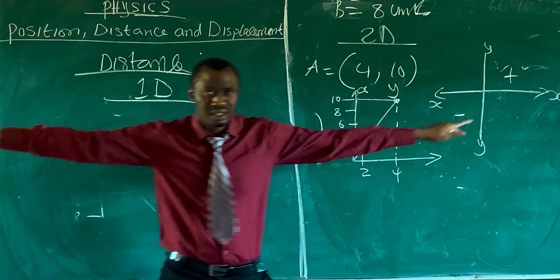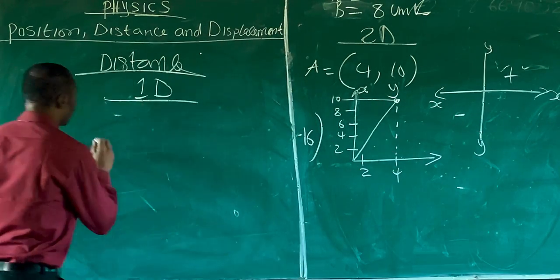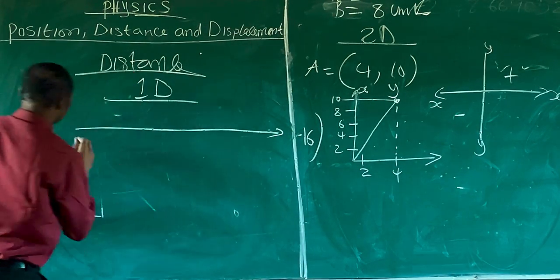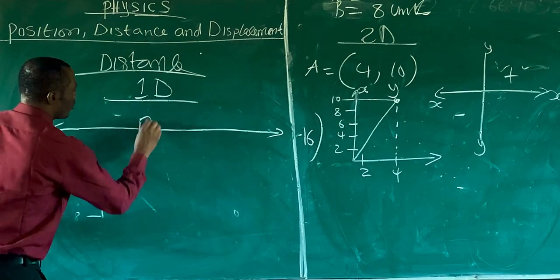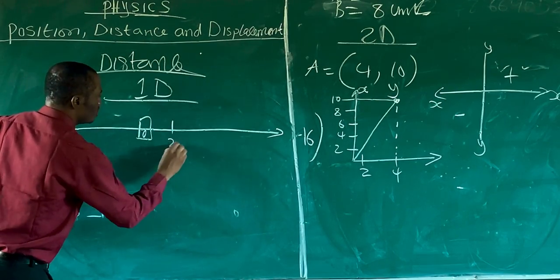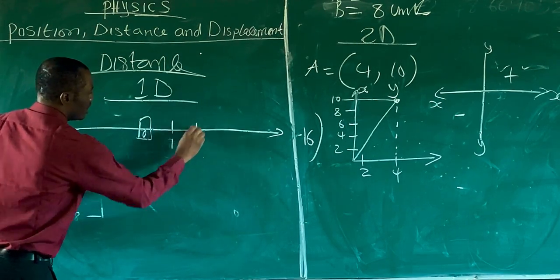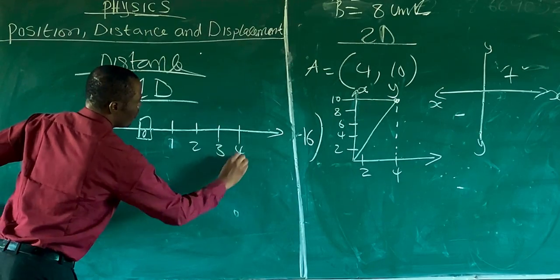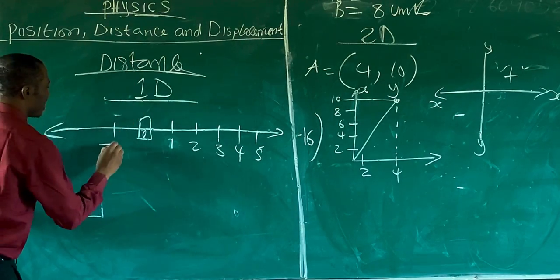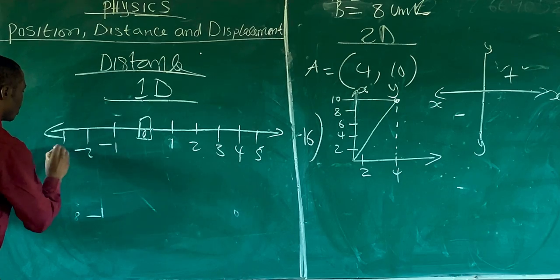1D means a straight line. So let's do that now. We have the number line now. The number line, we have the point of origin 0. We have this to be 2. And let's start with 1, 2, 3, 4, 5. This is -1, -2, -3.